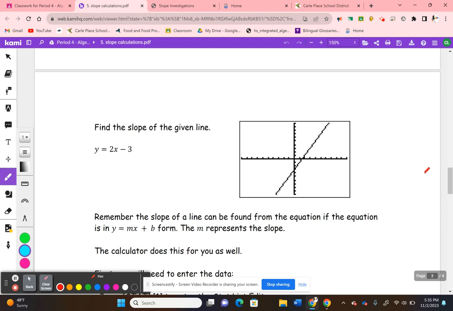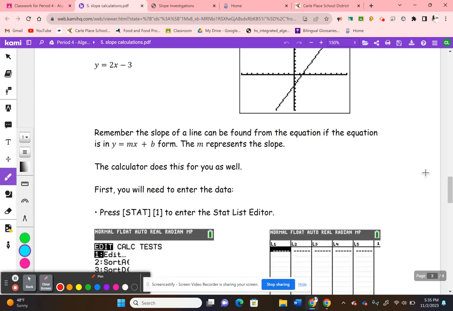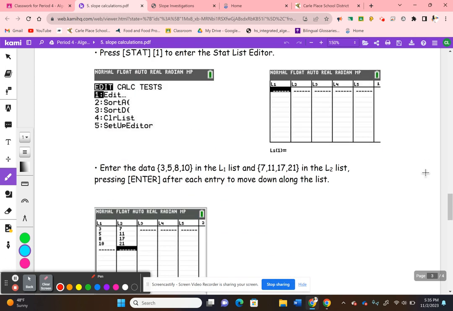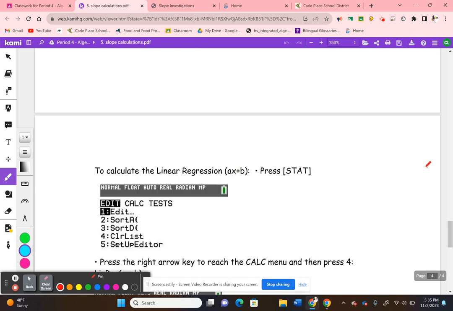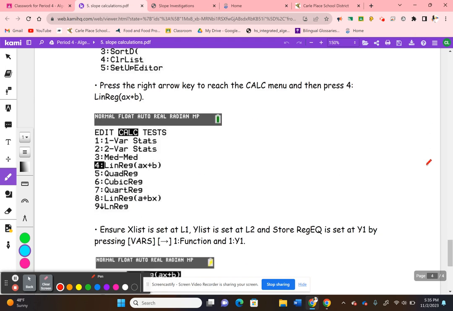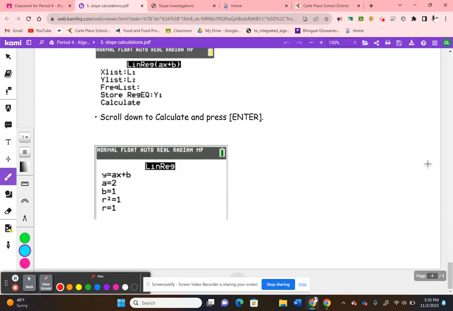This is just directions on how to use the graphing calculator. You want to read through it. It tells you everything you have to do. And I will go over this again with you on another day. You can also look for other videos. This is called linear regression on the calculator. When you do the linear regression on the calculator, the A is always going to be the slope.